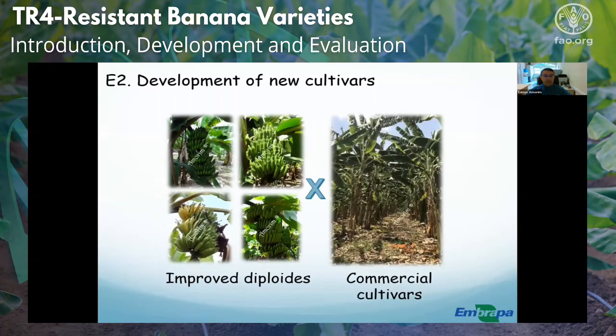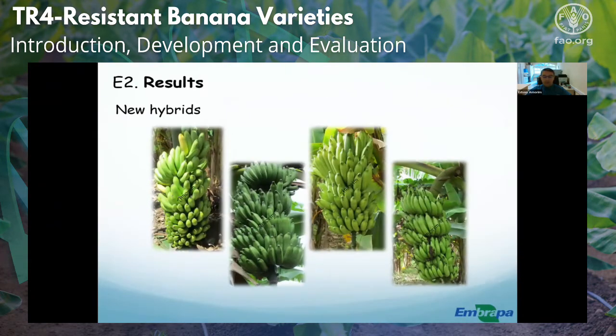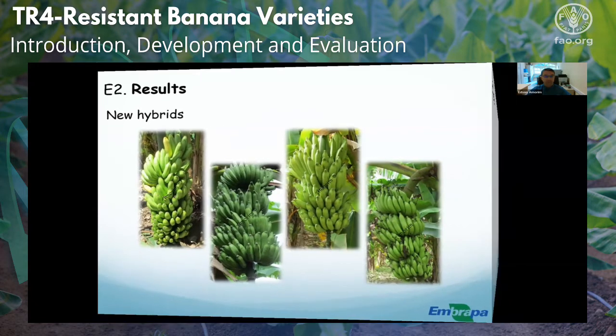The second strategy, the most important, is using the improved diploids in crosses with commercial cultivars, aiming to develop new hybrids. In this slide, we have some new hybrids developed by Embrapa. We developed basically Prata and Silk hybrids. And most recently, the development of Cavendish types is carried out through international partnership.